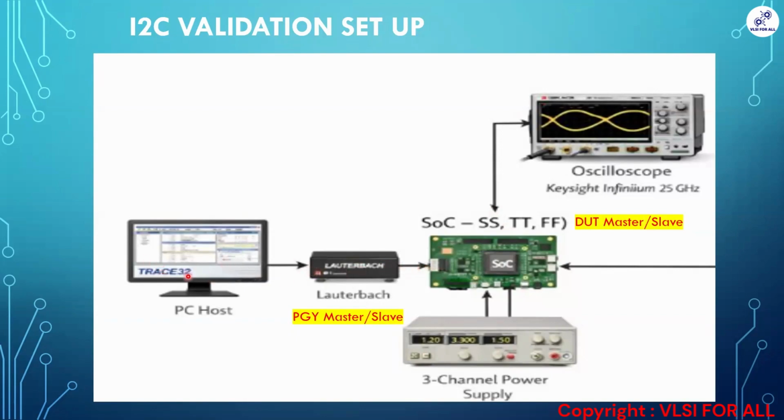In Trace32, we open the script to be run, and we have the Prodigy. This is the key element in the low speed validation. We have one Prodigy equipment. In that, we can make the Prodigy master or slave, and we can also make the DUT master or slave. For example, if Prodigy is a master and DUT is a slave, we send some 8 bit data and check whether the DUT received it or not. In the same way, we can make the DUT master and Prodigy slave, so that we can functionally check whether the I2C protocol is working or not.